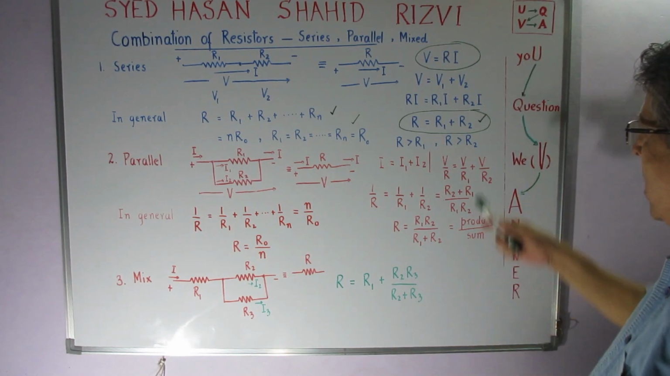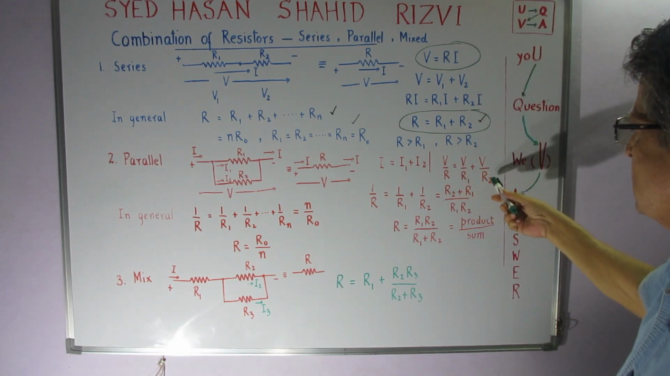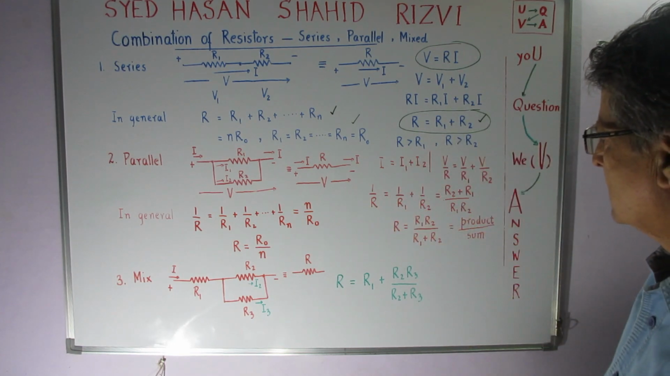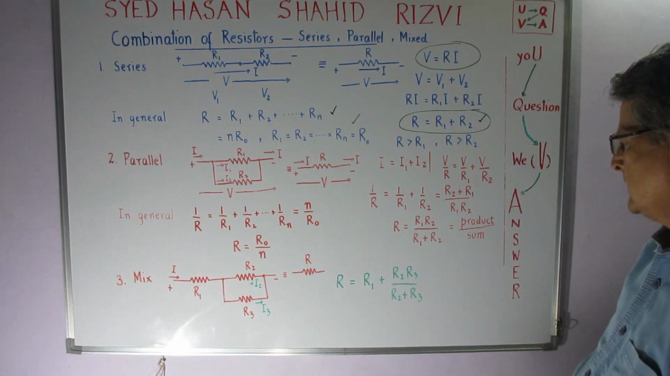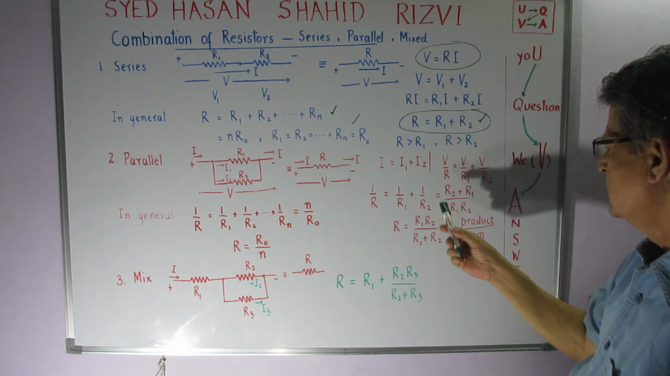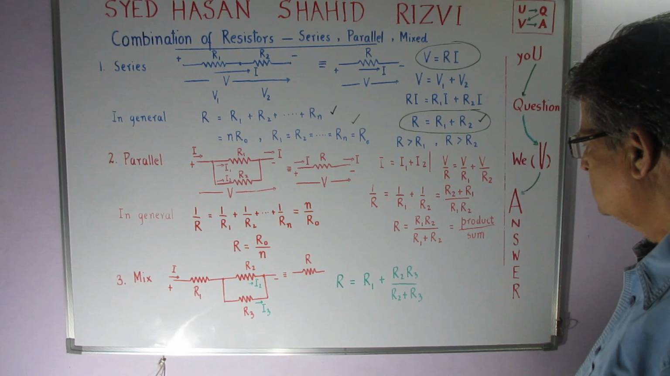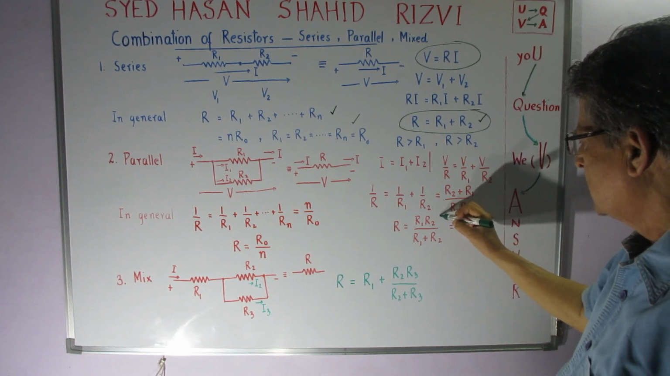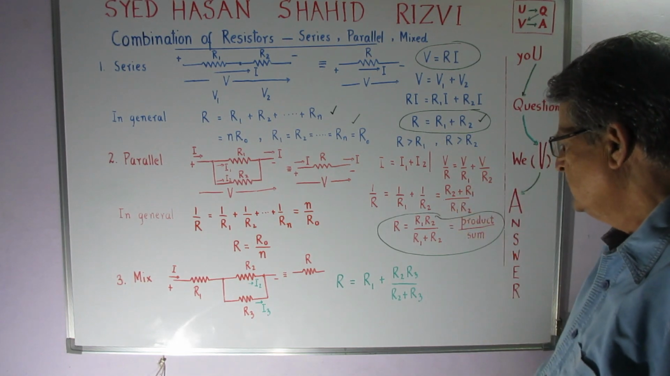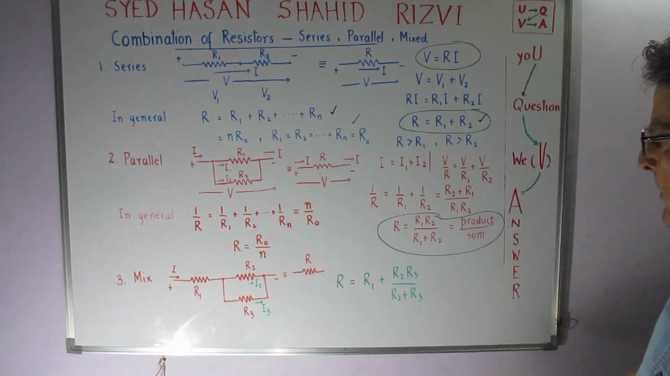So I can write from here V upon R is equal to V upon R1 plus V upon R2, and then V goes, 1 upon R is equal to 1 upon R1 plus 1 upon R2, and when I take the LCM etc., I find it to be equal to R1 plus R2 divided by R1 R2. Right? So for the combination of two, we obtain a relation like this, that R is equal to R1 R2 upon R1 plus R2, which is product upon sum.